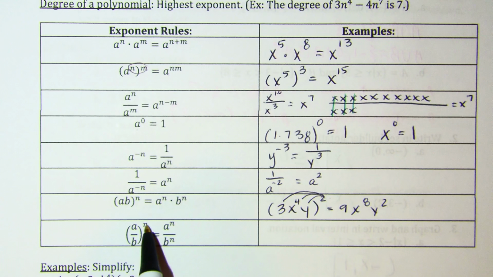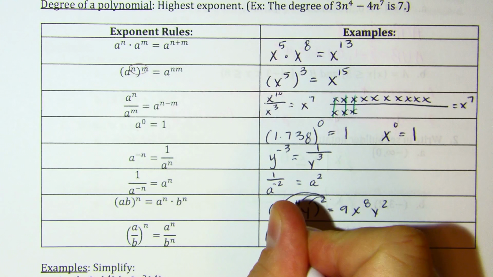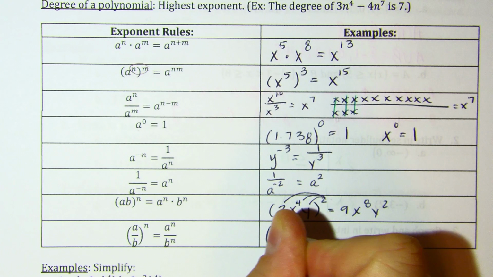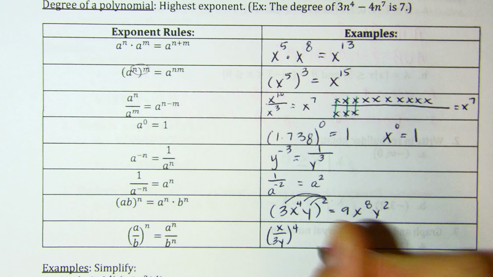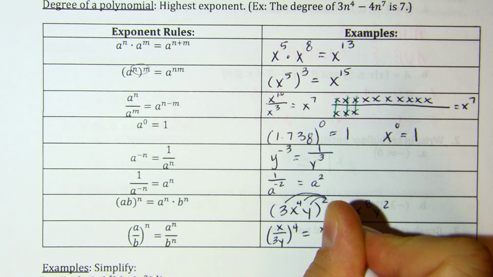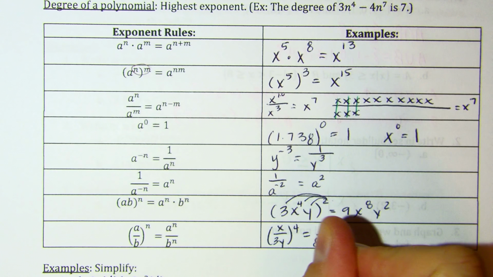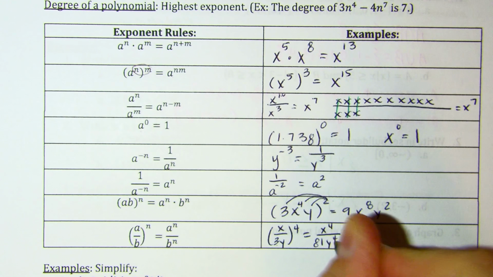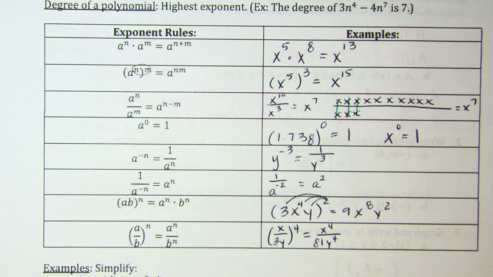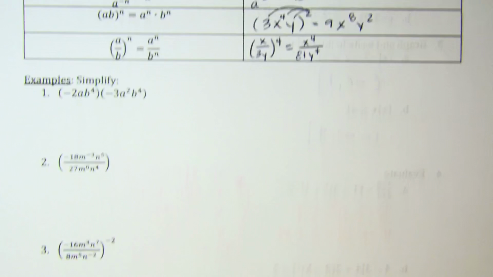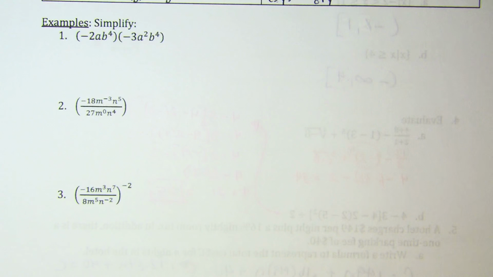And the same is true with division. It can be distributed over both as long as the parentheses are covering both the top and the bottom. So this would be x to the 4th power over 3 to the 4th power, which is 81, and then y to the 4th. Okay. So let's apply these to some problems here.